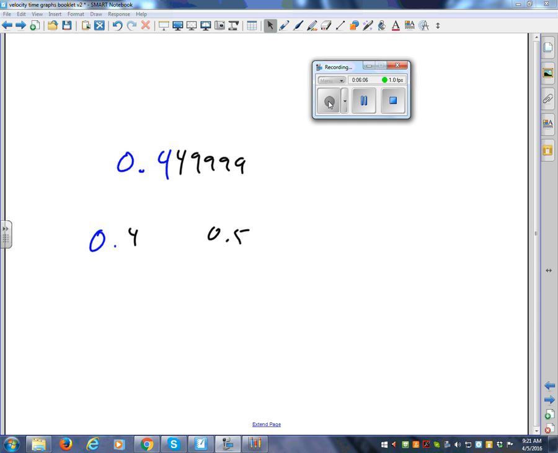If you've got the number 0.4499999 and I ask you to round to 1 decimal place, is it 0.4 or is it 0.5? Hands up if it's 0.4. Hands up if it's 0.5. To the nearest 1 decimal place.